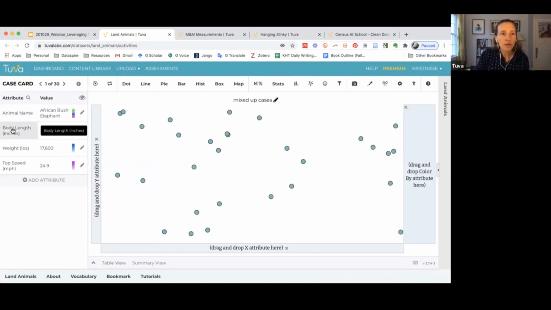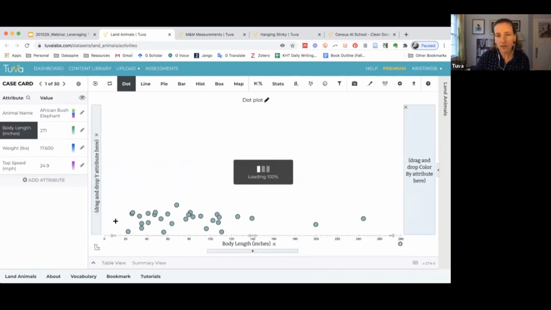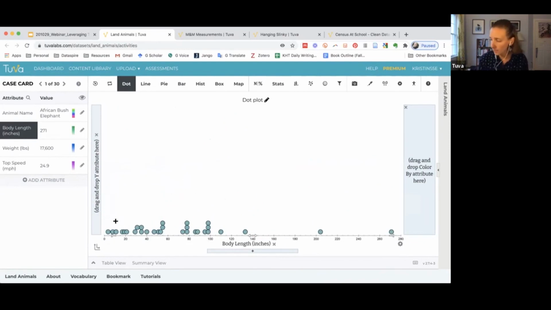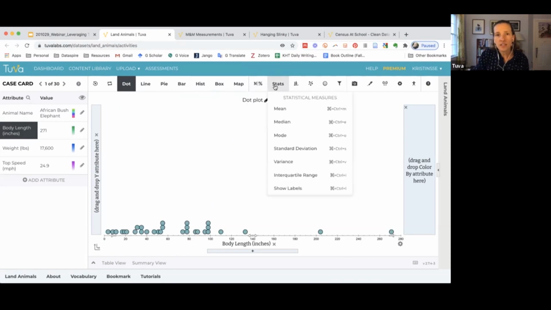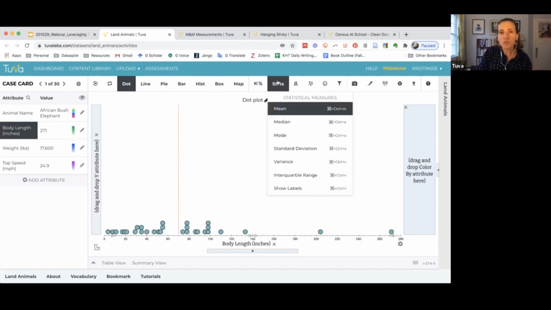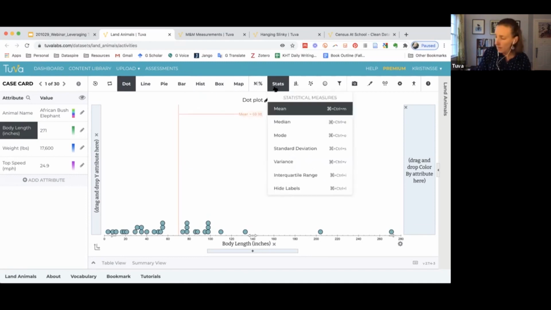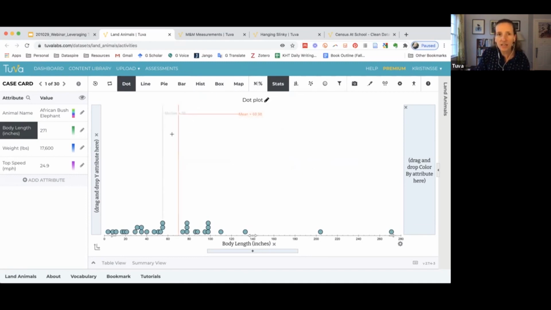And so if we're interested in, say, the body length, comparing the body length of these 30 different land animals that we have. So we can plot it, we can do some of those initial summary statistics that we teach, that we start to get our students teaching and learning about in middle school. So we've got our mean, and we can label that up. We can add our median in as we're helping our students see the difference between mean and median.